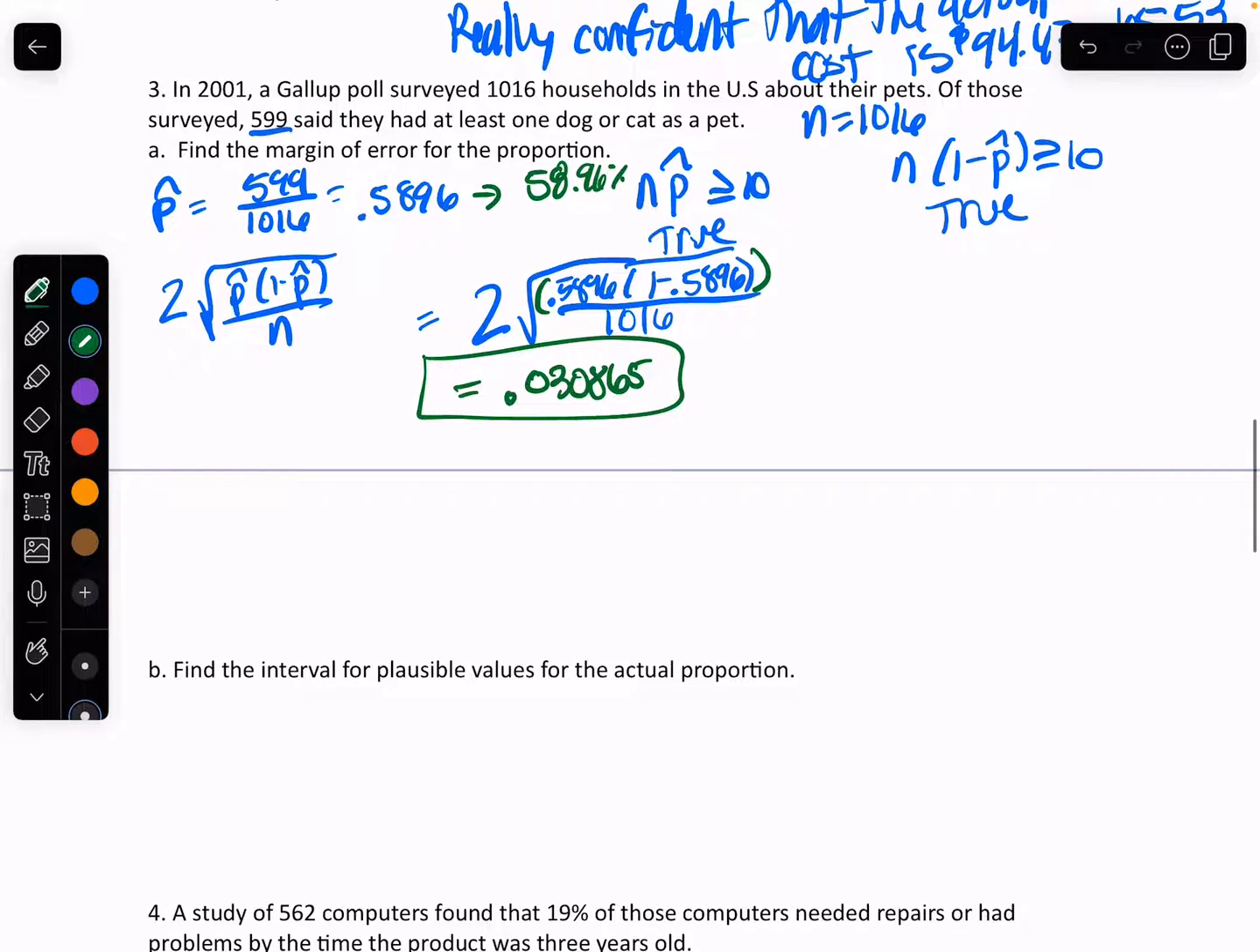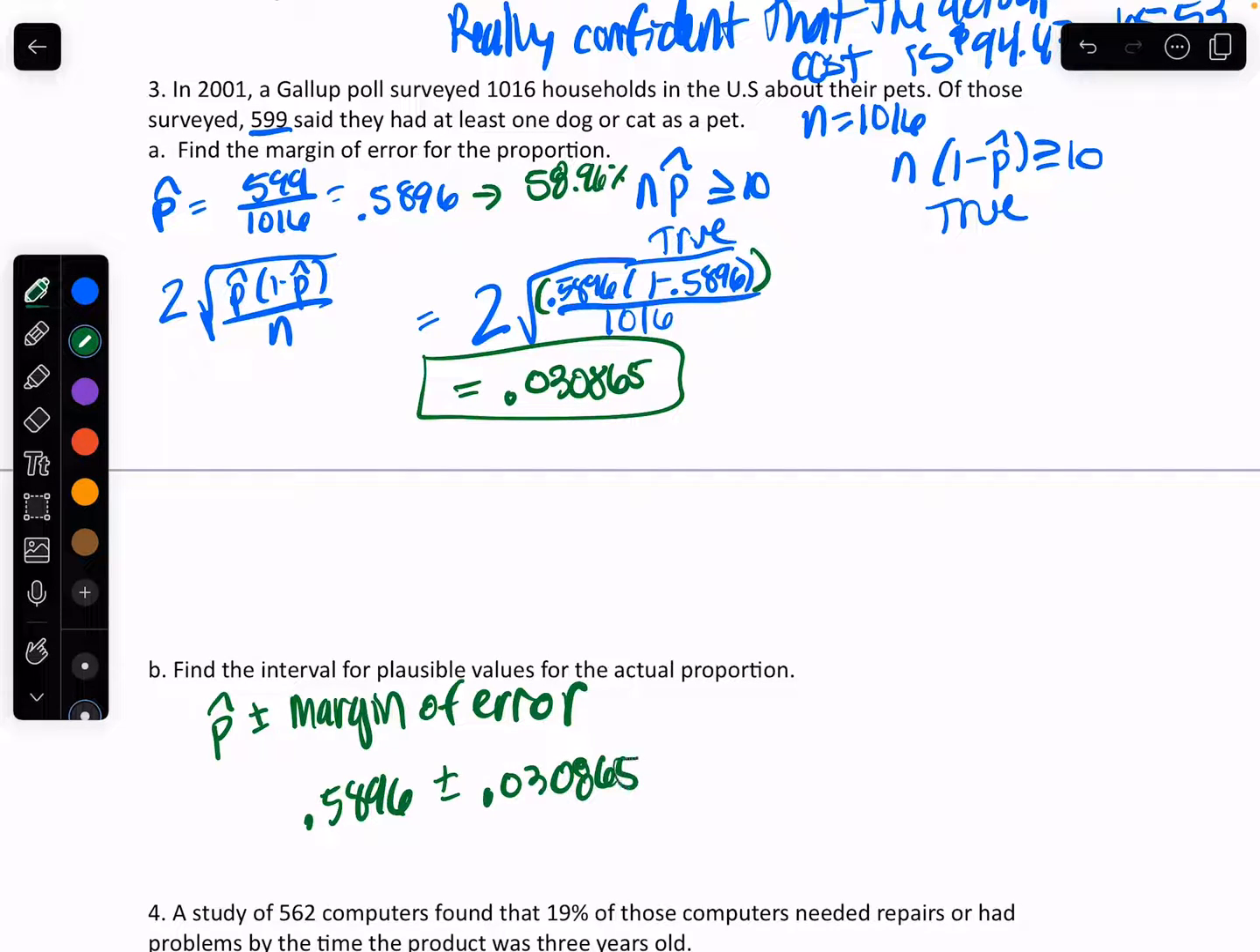So then the next part is to find the interval of plausible values for the actual proportion. Because we only took a sample, what's a good range that the actual proportion lies between? So what I'm going to do is take my p hat and add and subtract my margin of error to get that interval of plausible values. So I'm going to do 0.5896 plus or minus 0.030865.